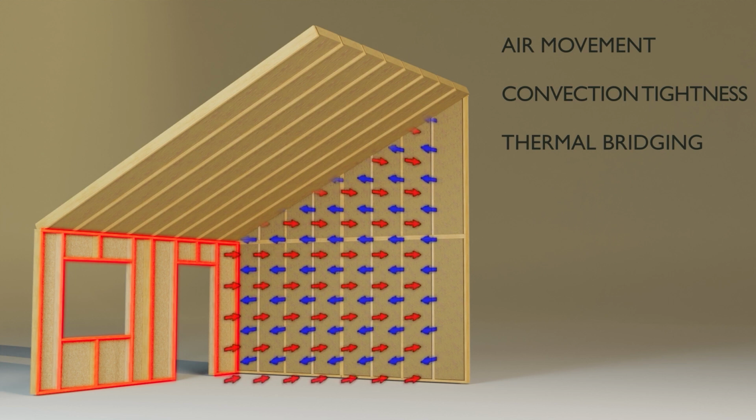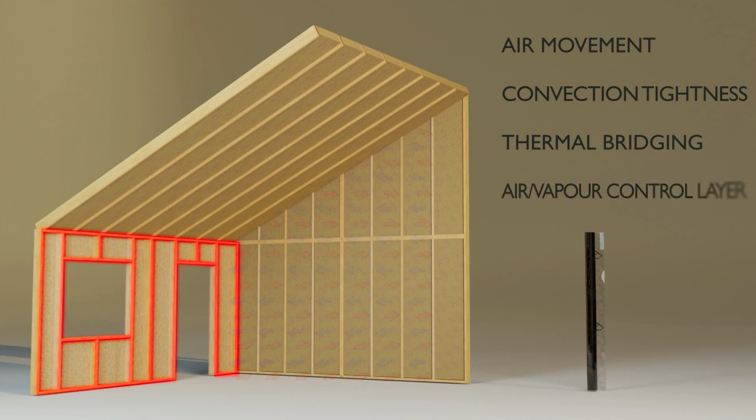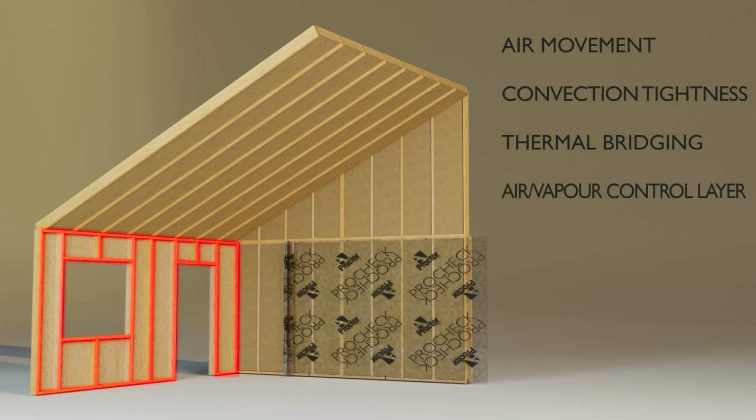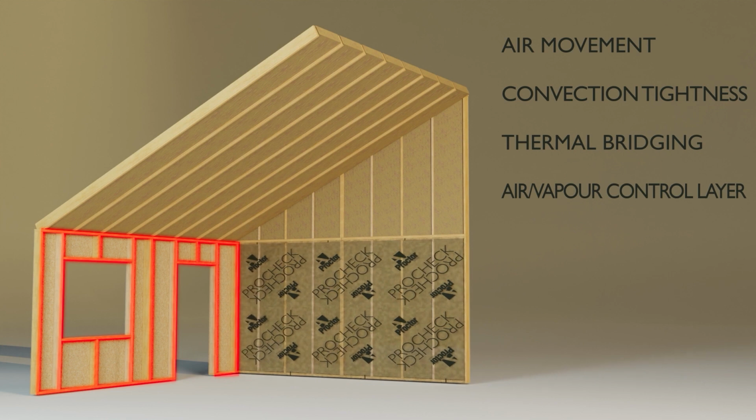To mitigate these issues, the accepted practice is to use an air and vapour control layer internally. These membranes, such as our Project range, are impermeable to both air and vapour movement, and if installed correctly will enable these structures to meet even very low air leakage rates. Sealing this type of membrane properly is where problems can arise with this type of construction. On paper, this is a simple task, but on site it can be challenging.